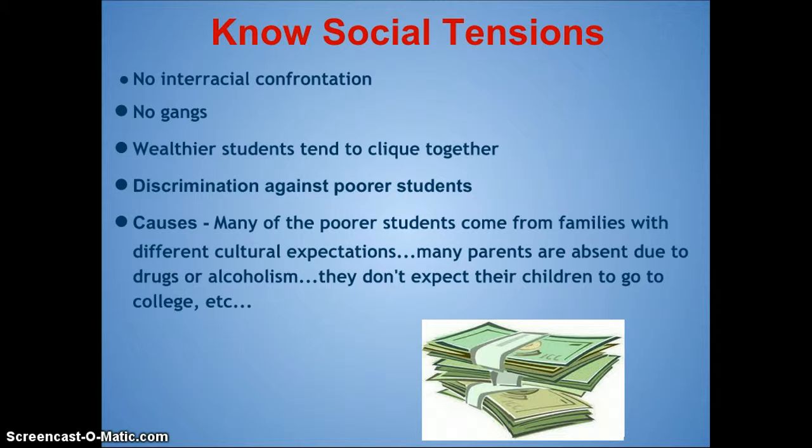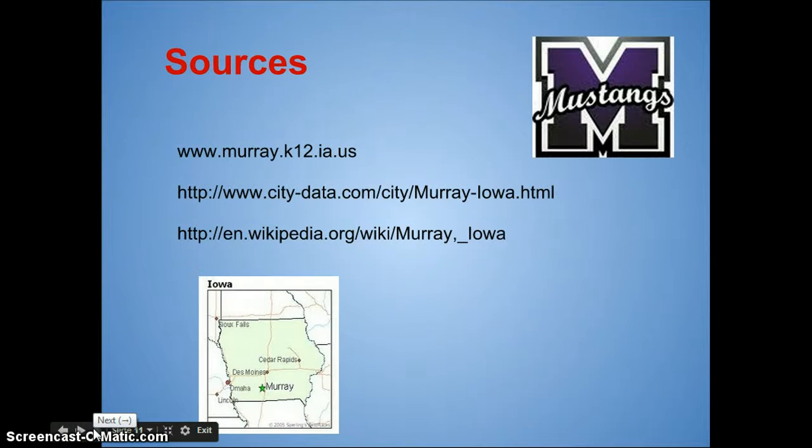So in the wealthier group, you have students whose parents expect them to study, get good grades, go to college. Hygiene is good. There aren't many problems with drugs or alcoholism. And in the poorer group, you have the opposite. The sources for this research were the Murray Community School District website and two websites that have information from the Census Bureau.